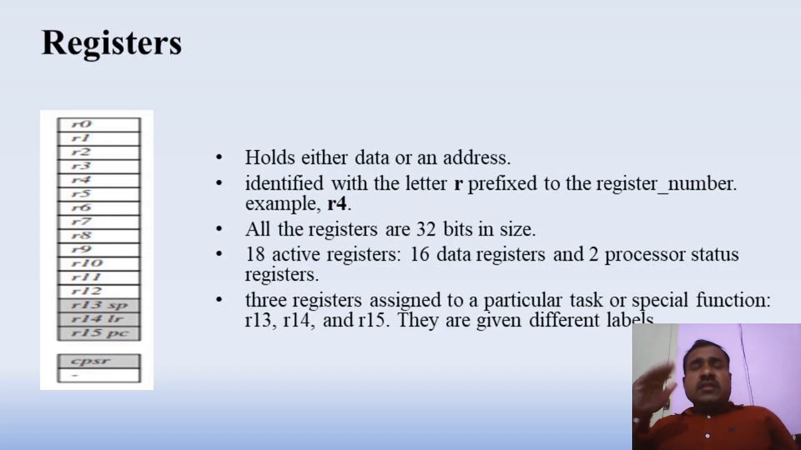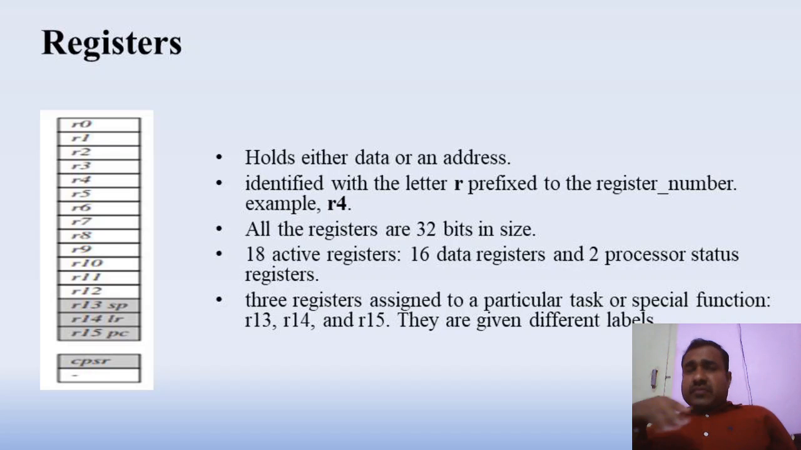All the registers that are available in the ARM are 32-bit in size. At any time, 18 active registers are there. Other registers will be hidden from the programmer. So among those 18 registers, 16 are data registers and 2 are processor status registers.